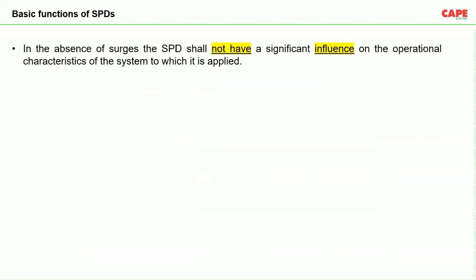So, basic functions of an SPD. SPD has basically three major functions. In the absence of surges, SPD shall not have any significant influence on the operational characteristics of the system to which it is applied. That means once we install SPD inside a system, in case there is no surge, when the voltage is normal and stable, SPD should not create any interference. It should be a completely passive element.